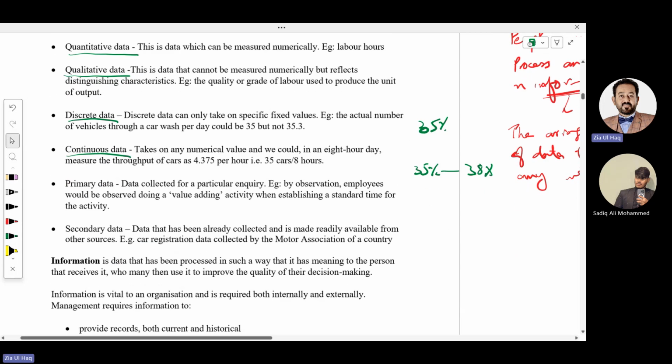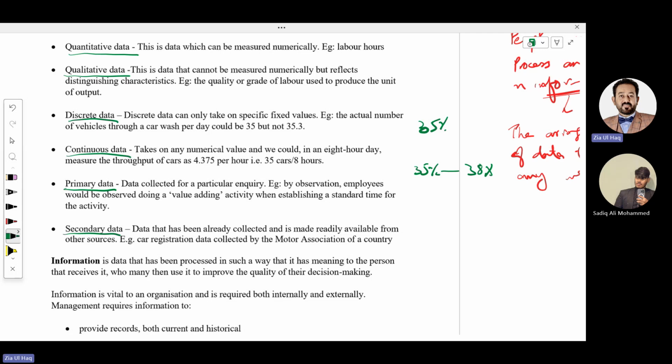Data could be either primary or secondary. Primary data, the data you have collected by yourself to make an analysis, that will be called primary data. And the data you have collected from someone else, some other organization, that will be called secondary data.